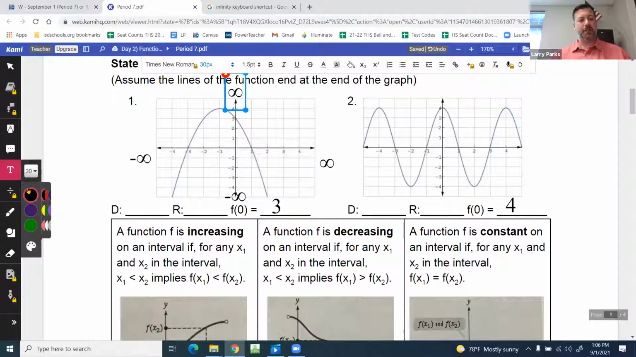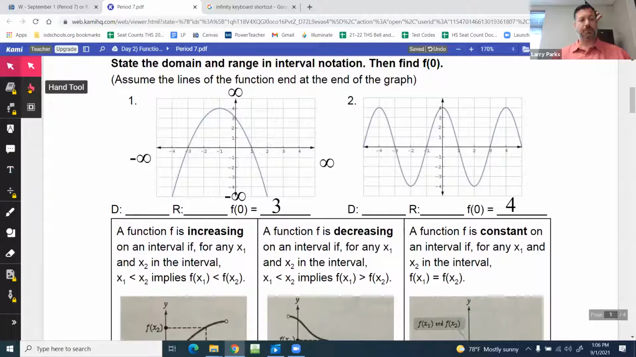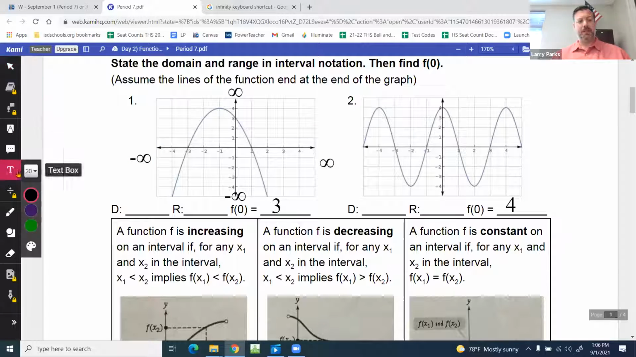So when I'm talking about domain, I'm talking left and right. And I notice that it goes to the left forever and it goes to the right forever because this keeps going. So the way I write that in interval notation, meaning all real numbers, is I just put negative infinity to infinity.